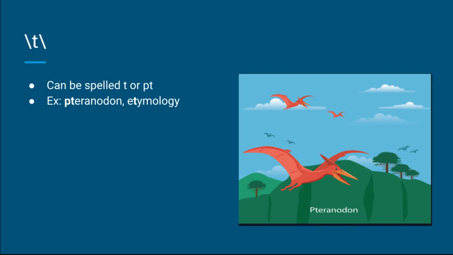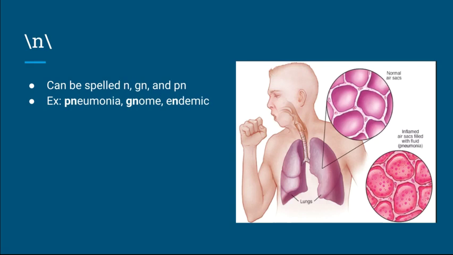Next, we have the T sound. The T sound can be spelled with a T or a PT. For example, pteranodon or etymology. So the T sound is simply spelled with a T. Next, we have the N sound, which can be spelled with N, GN, or PN. For example, pneumonia, gnome, or endemic.